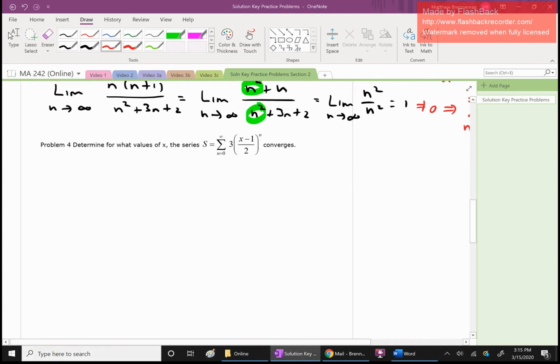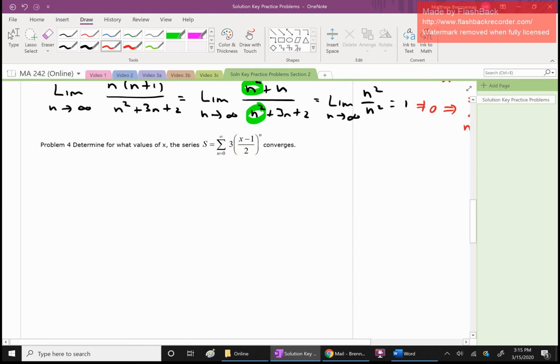This next problem is a sort of problem that we're going to see a great deal in the coming weeks ahead. This is the power series. Okay, so now we have this x in here being a variable, and we want to know for what values of x does this converge.